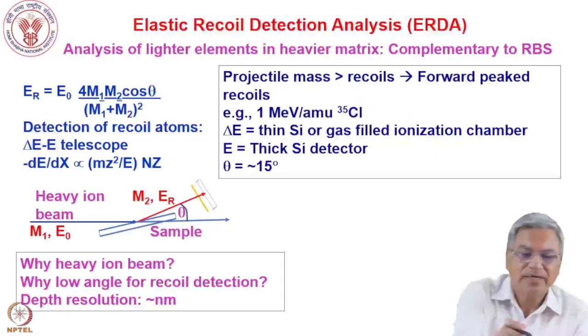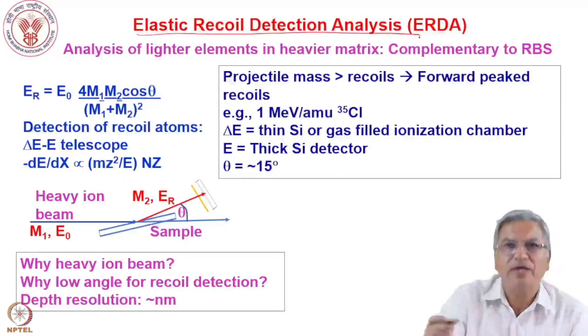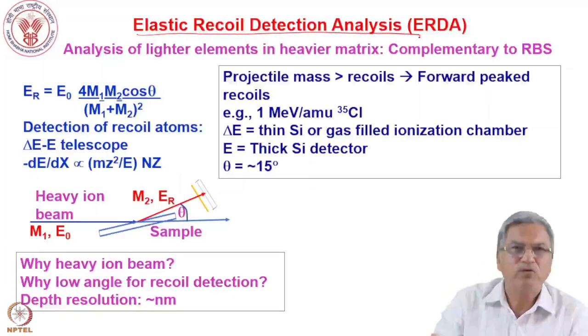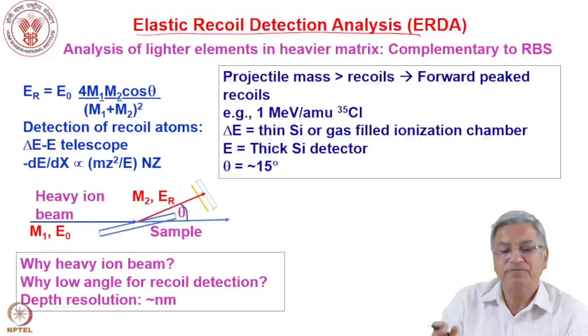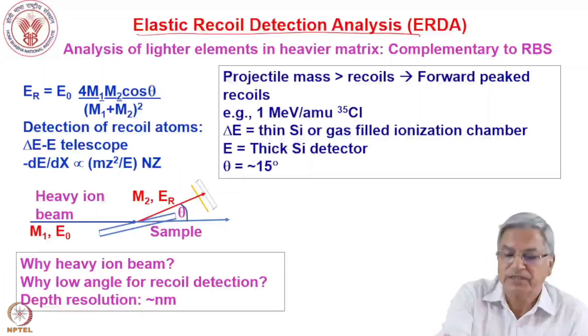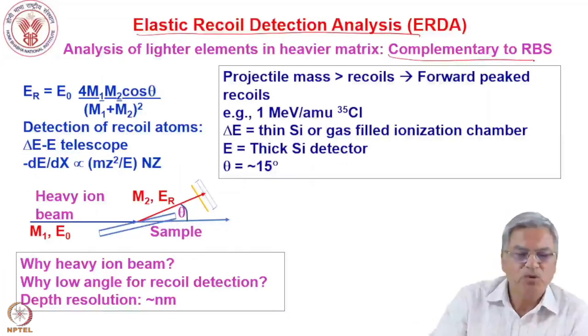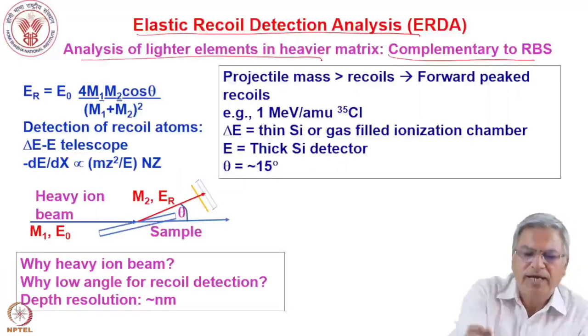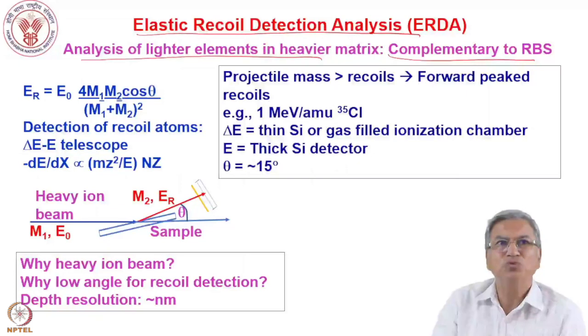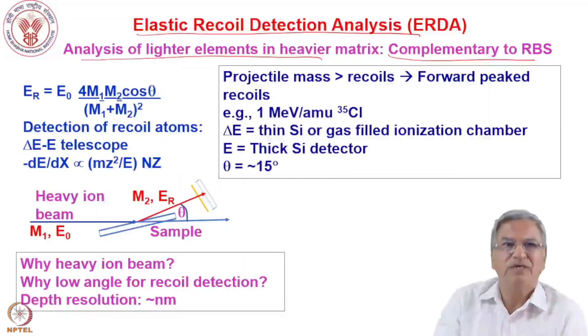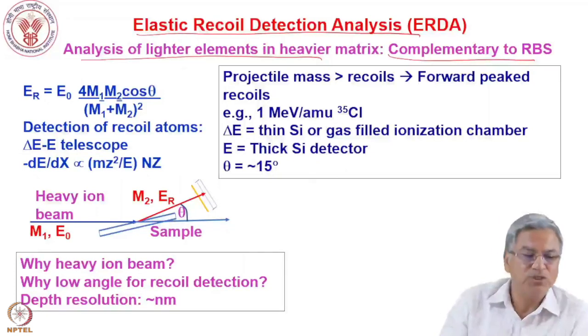Okay, another technique is elastic recoil detection analysis. We have not worked on this, but it is also an important technique. And in fact it's complementary to Rutherford backscattering spectrometry, because this technique is used for analysis of light elements in a heavier matrix. In RBS we analyze heavier elements in a lighter matrix, and in ERDA lighter elements in a heavier matrix. And why is it so?